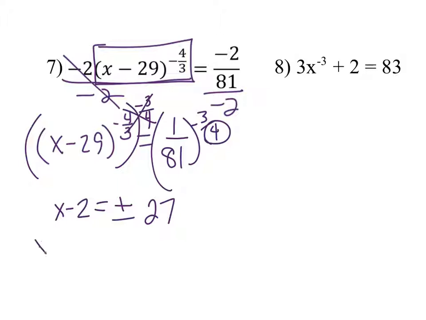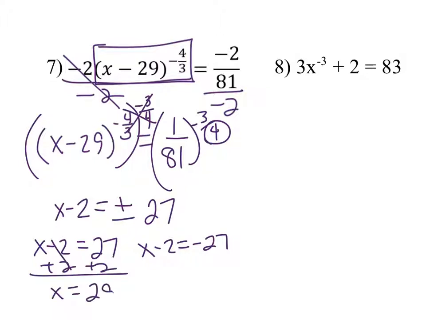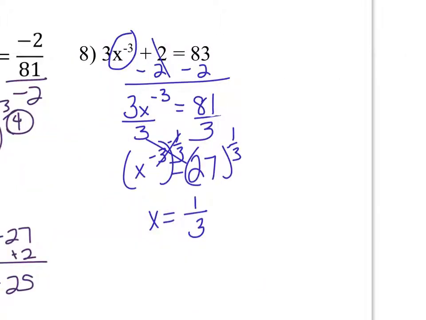Okay. So then we do x minus 2 equals the positive 27, and x minus 2 equals the negative 27, and we solve like crazy people. Okay, so 29 and negative 25. Okay, so try this next guy, number 8, on your own and see what happens.